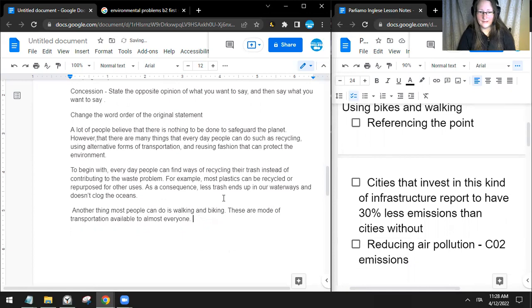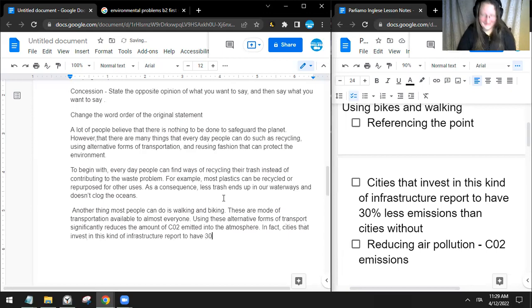In fact, using these alternative forms of transport significantly reduces the amount of CO2 emitted into the atmosphere. In fact, cities that invest in this kind of infrastructure report to have 30% less emissions than cities without it. Okay, done.